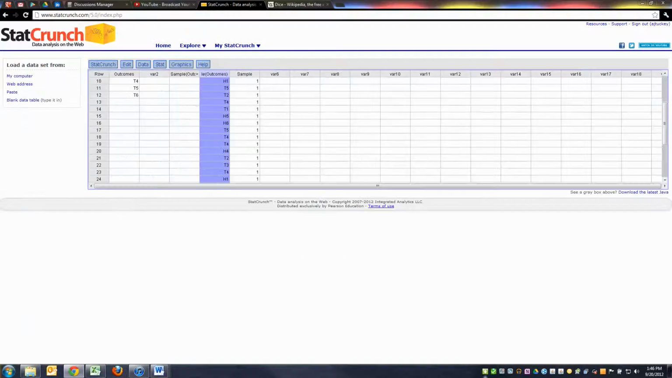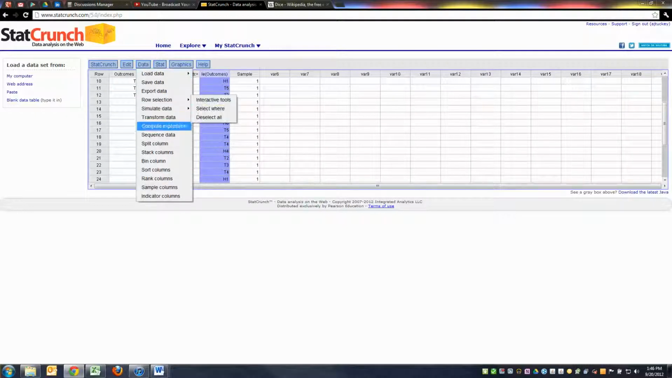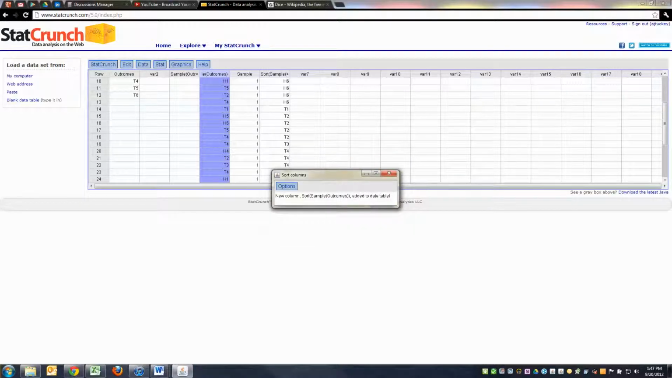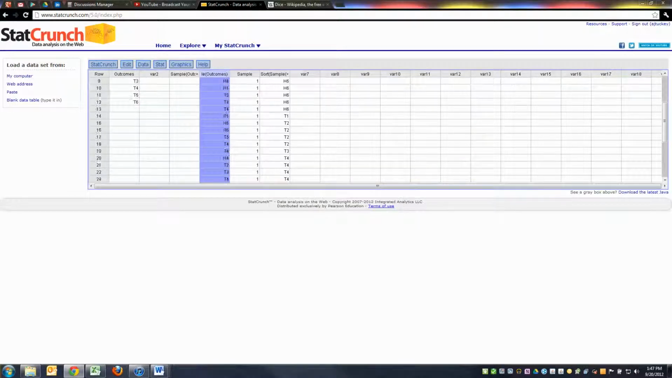Let me show you how to sort your data. You go back to StatCrunch, go to data, and then there should be a sort column. There we go. Sort that column. It's not the first one I did. That was the singleton. It's the second one I did. That was the group, right? Sample outcomes, and say sort column. And it sorted it for me right there.